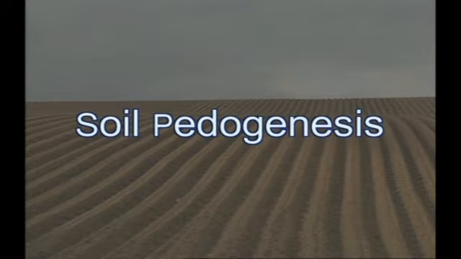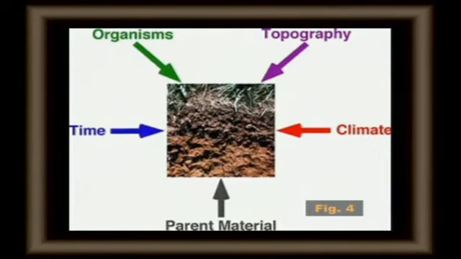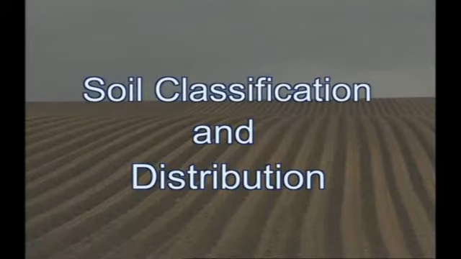Soil pedogenesis. Figure 4 shows the development of soil is influenced by 5 interrelated factors, that is organisms, topography, time, parent material and climate. Let us discuss the soil classification and distribution.